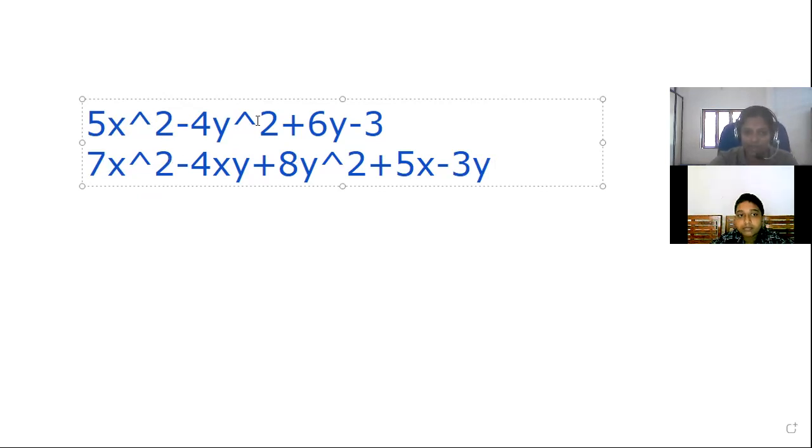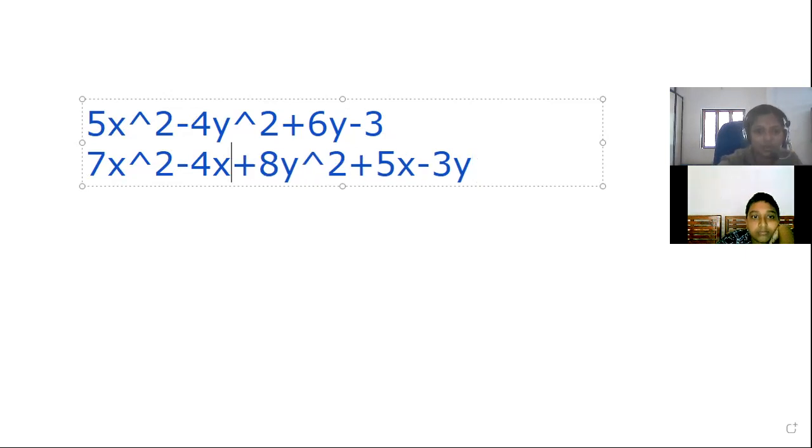And what about 4y square? 8y square. And what about 6y? Minus 3y. And what about 5x? There is no like term. And what about minus 4xy? There is no like term. And similarly, there is no constant term. So first of all, 7x square and 5x square we can keep together, and then 8y square and 4y square. So minus 4xy can be placed here.